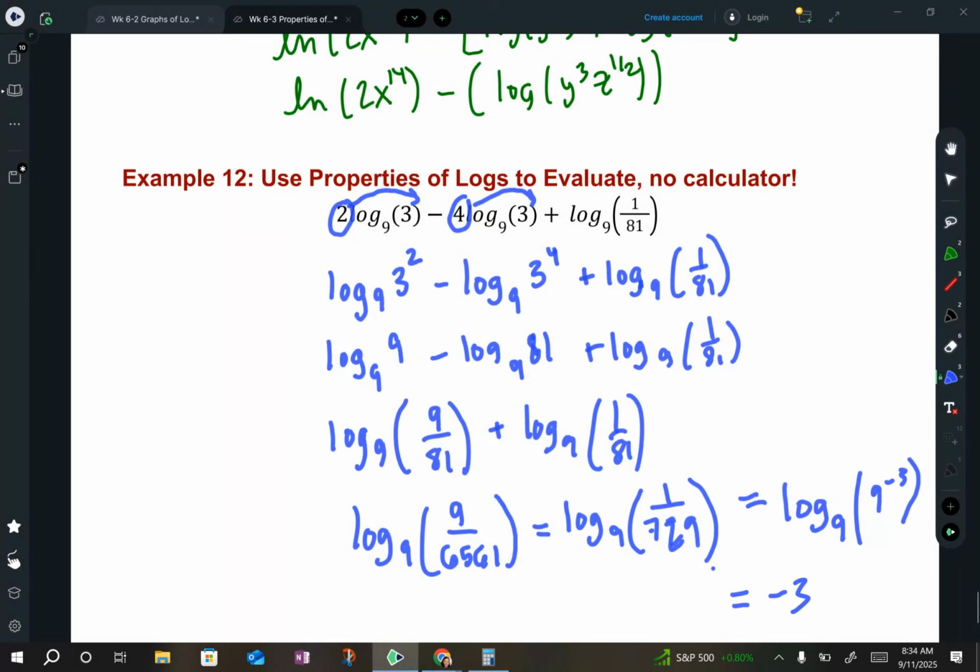Now, arguments could be made that it would have been easier to stop at the point where we said log base 9 of 9 is 1, log base 9 of 81 is 2, and log base 9 of 1 over 81 is negative 2. So that would have been 1 minus 2 minus 2, which would be negative 3. It might have been easier to stop there, but we did it both ways. All right, well, that's our video on properties of logs.